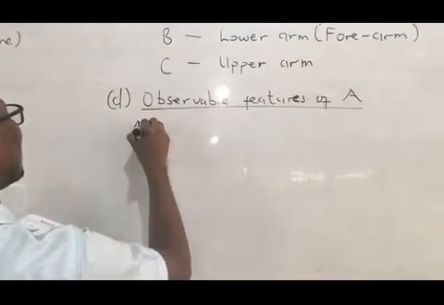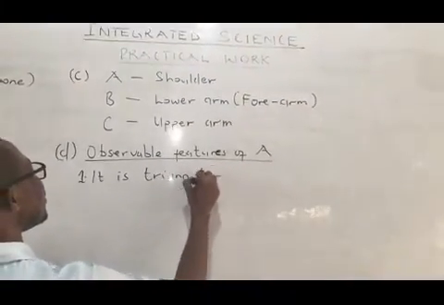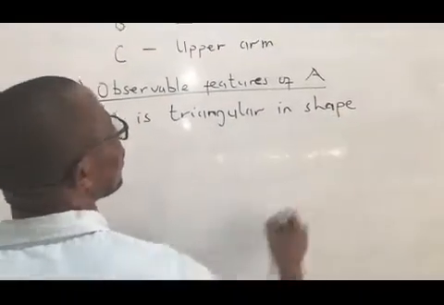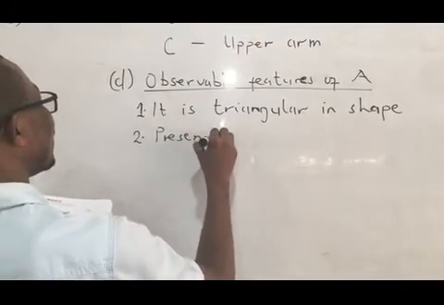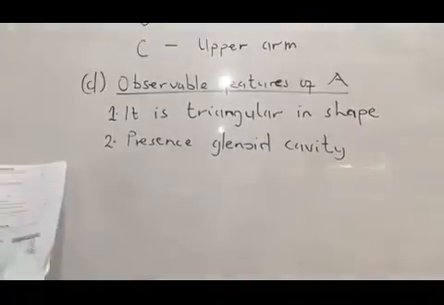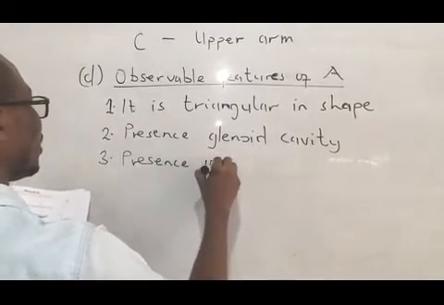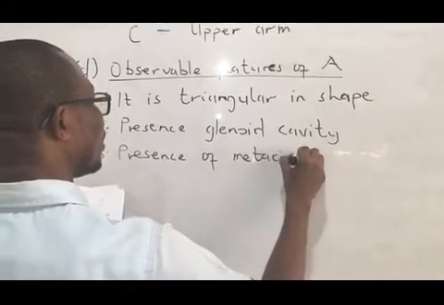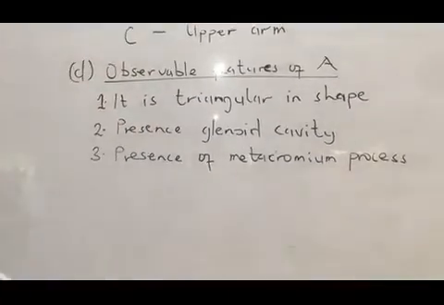So one, it is triangular in shape. Then two, there is presence of the glenoid cavity, that's the labeled part I, and also presence of the metacromion process. Okay, so you're supposed to write one.